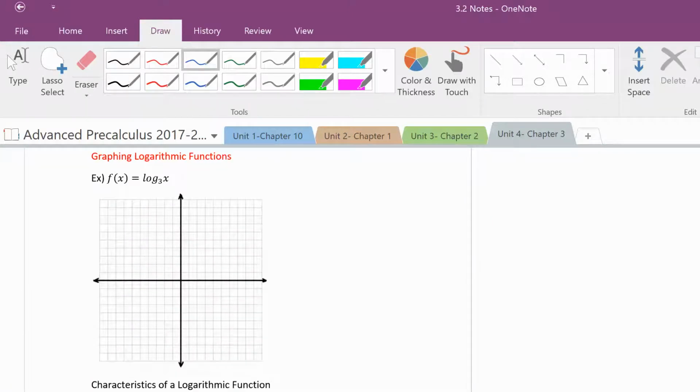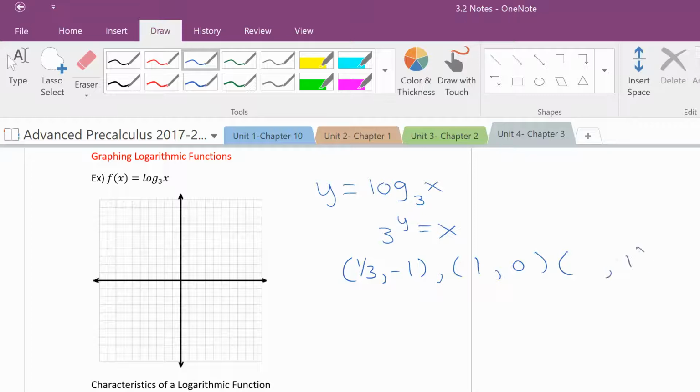Graphing logarithms, what you have to remember is that this is saying basically 3 to the y equals x. So if I were to make a table, it would probably be in my best interest to put numbers in for y. So if y is equal to negative 1, x is equal to 1/3, because 3 to the negative first is 1/3. If y is equal to 0, 3 to the 0 is equal to 1. If y is equal to 1, then 3 to the first is equal to 3.